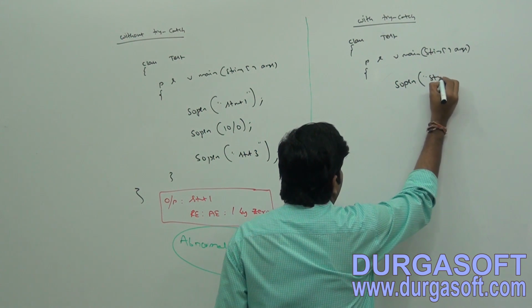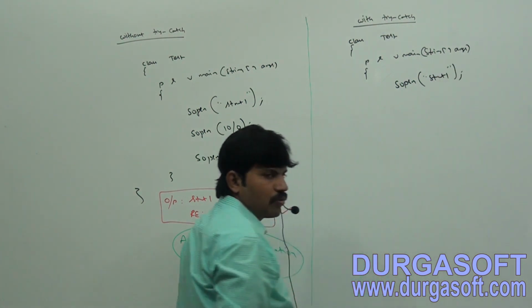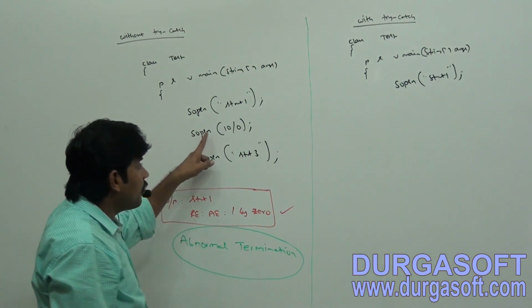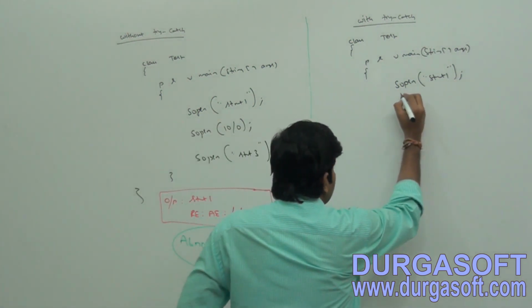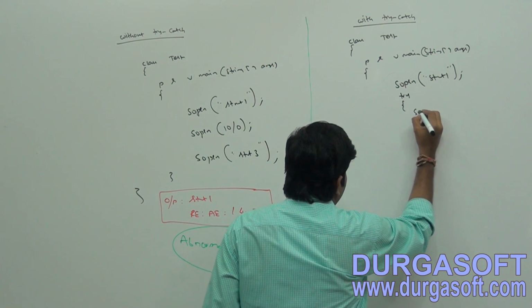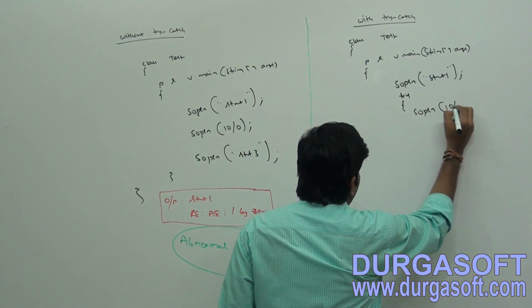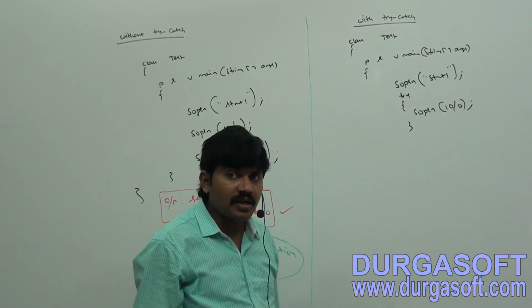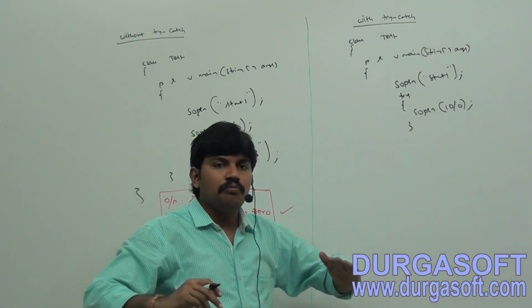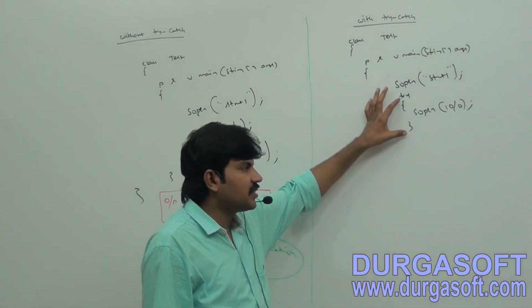System.out.println statement 1. It is not risky code. Normal code, write normally. But SOP of 10/0 is risky code. That risky code we have to take inside the try block. Try, System.out.println 10/0. Boss, the code which may raise an exception we have to take inside a try.